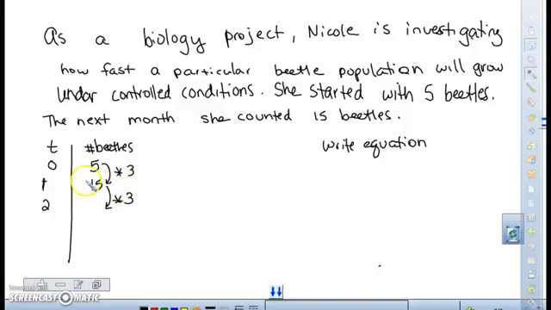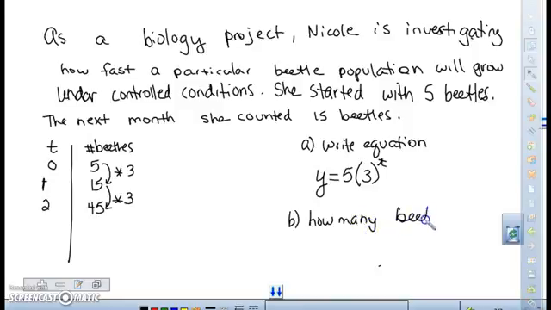So our rate is going to be bigger than 1. So if we write our equation, y would equal our initial amount times our rate, which is 3. It's growing 3 times. That's how fast it's growing. T for time. How many beetles would she have after, let's say, 10 months? So we'll put 10 in here. So y equals 5 times 3 to the 10th.